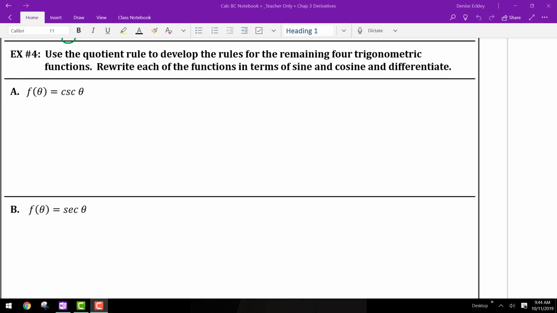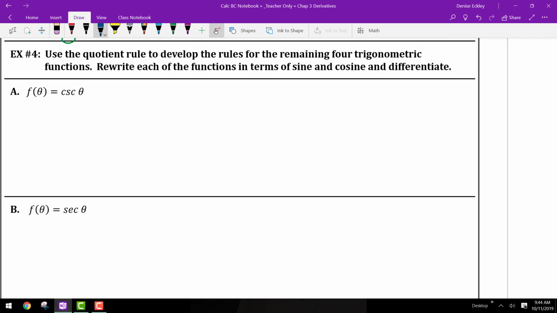Now, we did sine and cosine already in the last video, so now we're going to do cosecant, secant, tangent, and cotangent. And we want to remember, in order to do this, we want to start by rewriting each of the functions in terms of sine and cosine. And then we'll have a quotient and we'll differentiate the quotient. So let's get started.